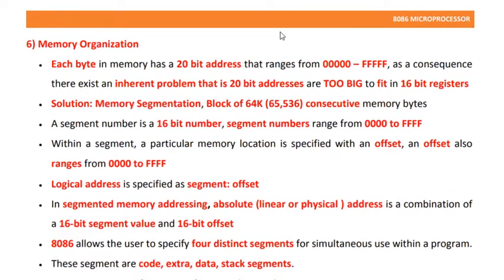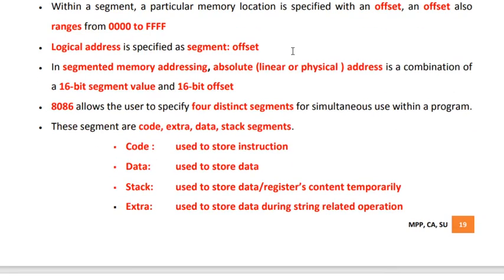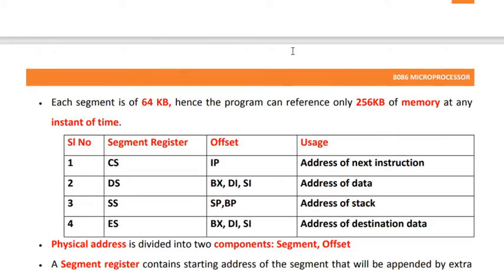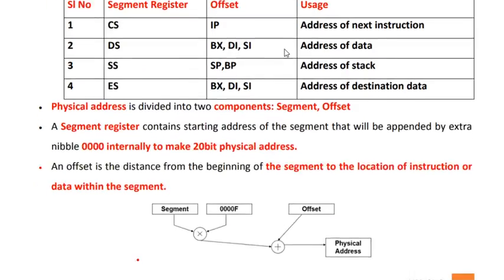So till now, we have learned about the way the memory in case of 8086 is organized and the way the memory is segmented. We have learned about the purpose of the segment number and the offset, and we have learned about the way of generating the 20-bit physical address.